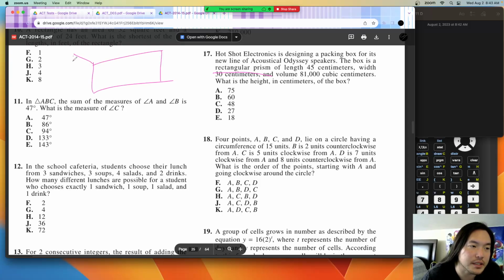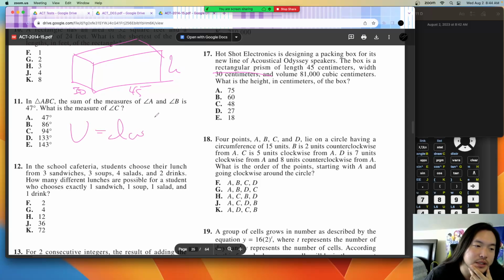So we have a rectangular prism. This looks more like a stick of butter. It's fine. So length is 45, width is 30. My picture's way off, it's fine. What's the height, right? Yeah, so here hopefully everyone knows that the volume of a box is equal to the length times width times height, right? Well, they told you that the volume of the box is 81,000. So this is going to be equal to 30 times 45 times h.